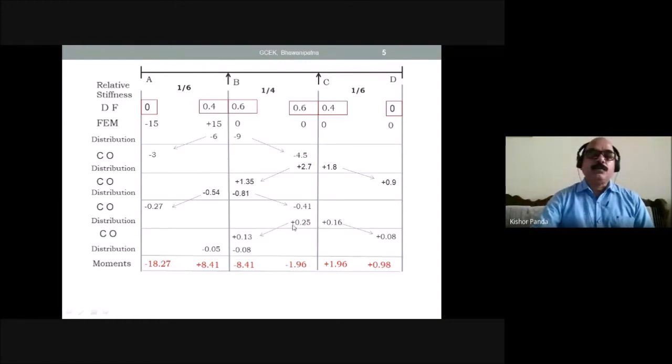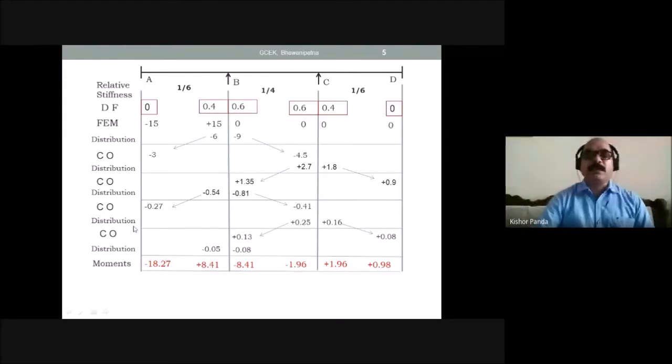Then again you go for the carryover of this moment. Half of this moment will carry over to this side, 0.13, and half of this moment carries over to this side, 0.08. Then once again you go for the distribution or balancing of the moment. So this into 0.4 is equal to this one. This into 0.6 is equal to this one. This is a plus, so you have to balance by a negative sign. Here also you see this is 0.08, and you distribute by multiplying the distribution factor, and you put here 0. So then you see you got fractional values, so there is no need to go another cycle.